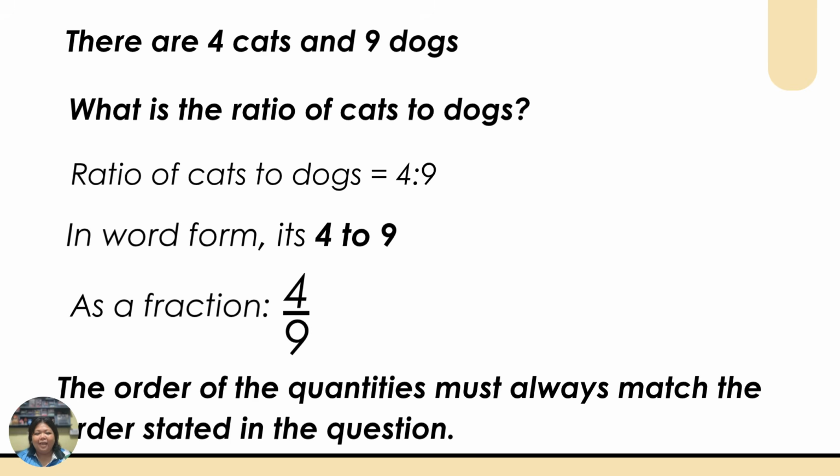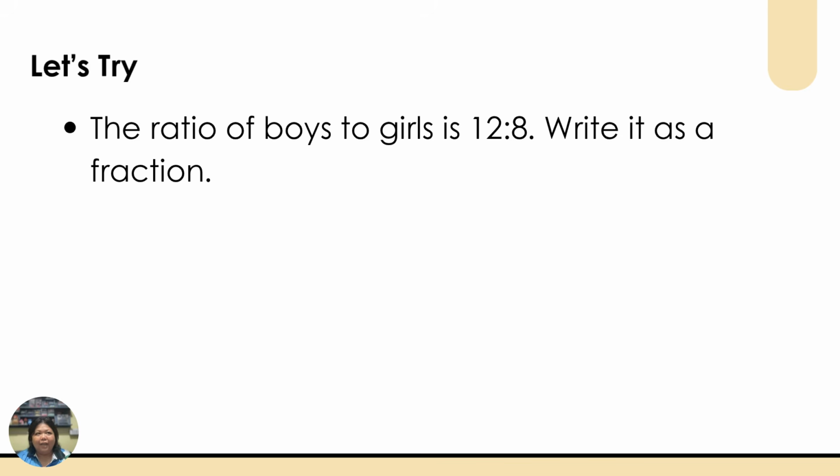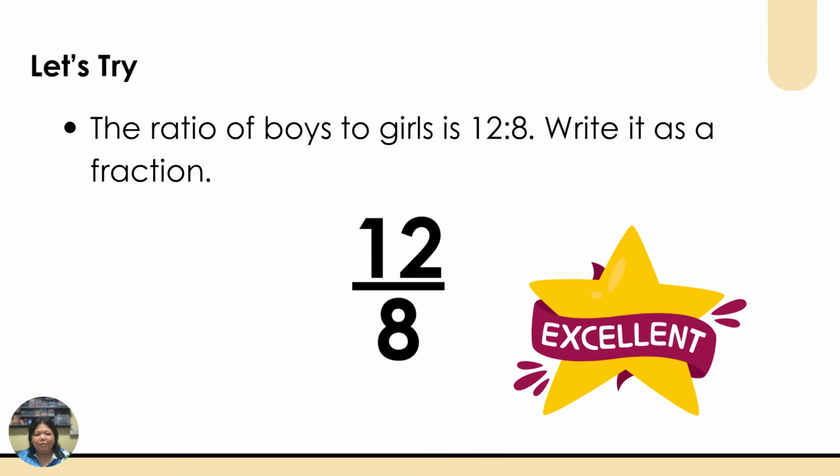So now, let's see how well you understand ratios. So everybody get your show me board if you have it on hand, or you can use pen and paper if you have. So the first question, let's try. The ratio of boys to girls is 12 is to 8. Write it as a fraction. If your answer is 12 over 8, your answer is correct.